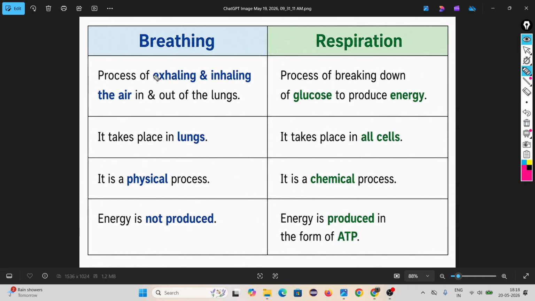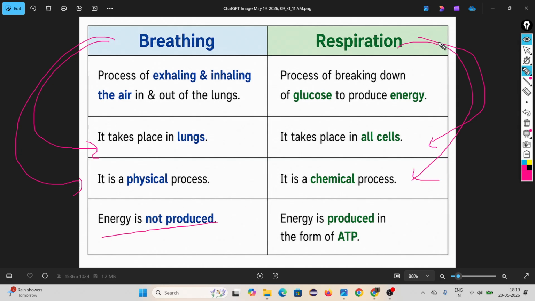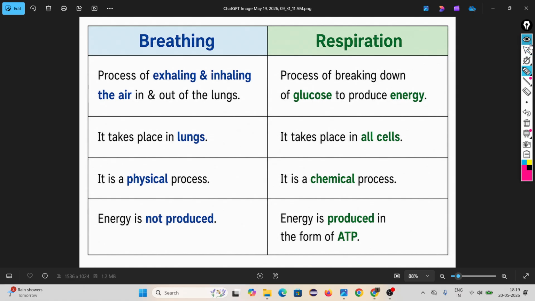Breathing means exhaling and inhaling the air, means exchange of gases. Breathing is nothing but exchange of gases. Respiration is breakdown of food to produce energy. Breathing takes place in lungs, respiration takes place in cells. Breathing is a physical process, whereas respiration is a chemical process. In breathing, no energy is produced, but in respiration, energy is produced.